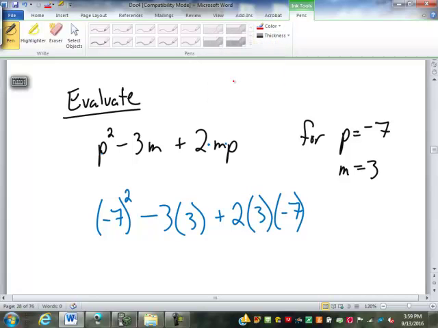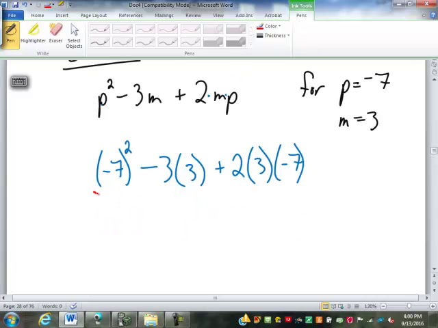So now my order of operations kicks in. Are there any confining symbols? Well, no, I do have parentheses, but they're not really enclosing anything. They're not making me do anything. They're just separating any negatives or numbers to be multiplied. So then I have exponents. I have the negative 7 squared, which will be positive 49.